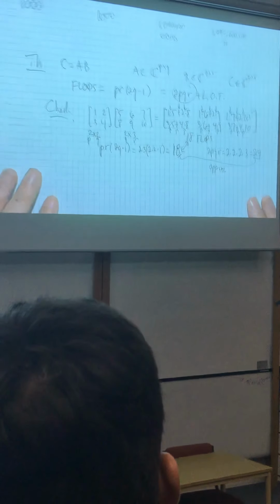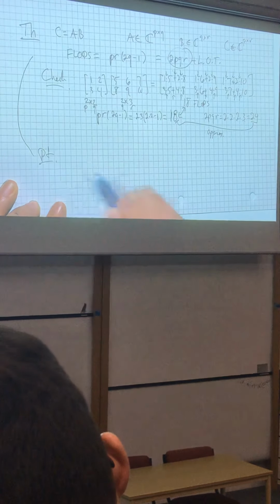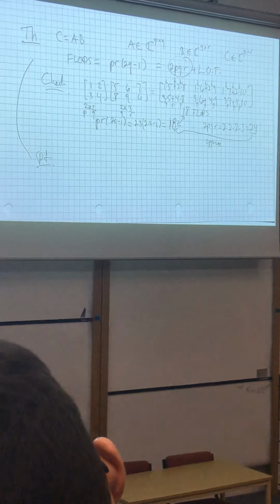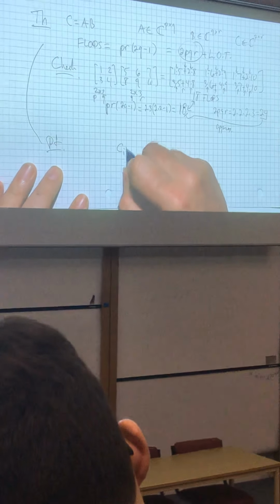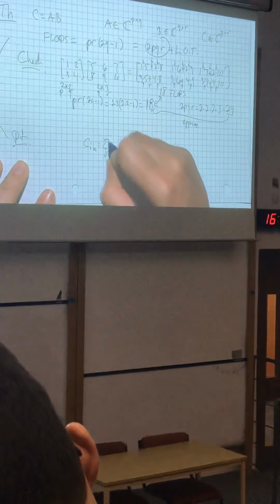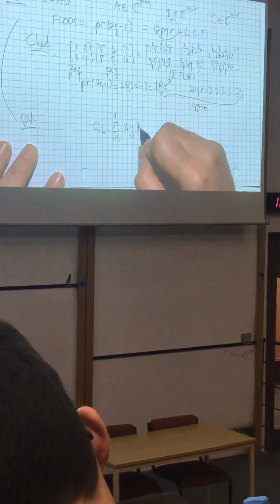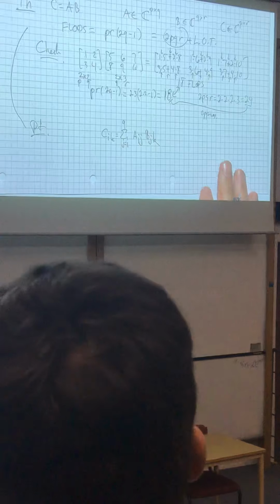So how do we prove it? How do we prove it? So we have C_IK is the sum from J equals 1 up to Q of A_IJ B_JK.